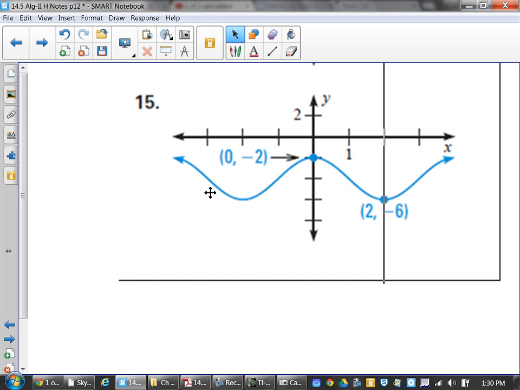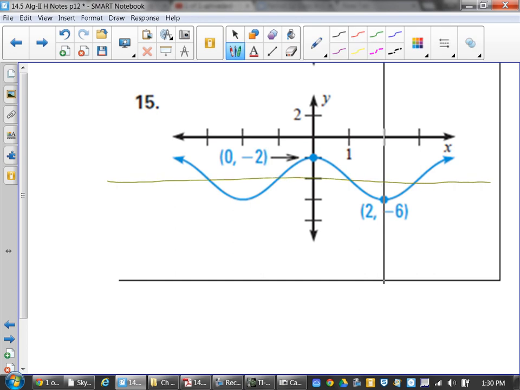So in order to figure what the vertical shift was, we're going to find the midpoint of the y values. What's the halfway point of -2 and -6? -4. That means that it's been shifted from the origin down 4. So now there's a new, imaginary, if you will, new origin line at a k value of -4.